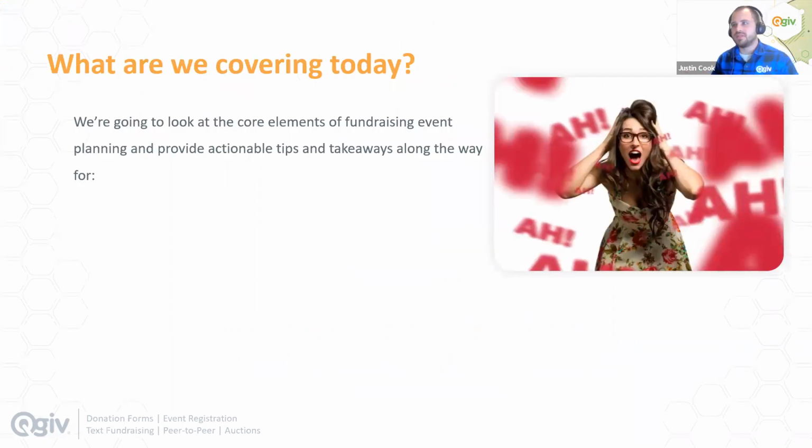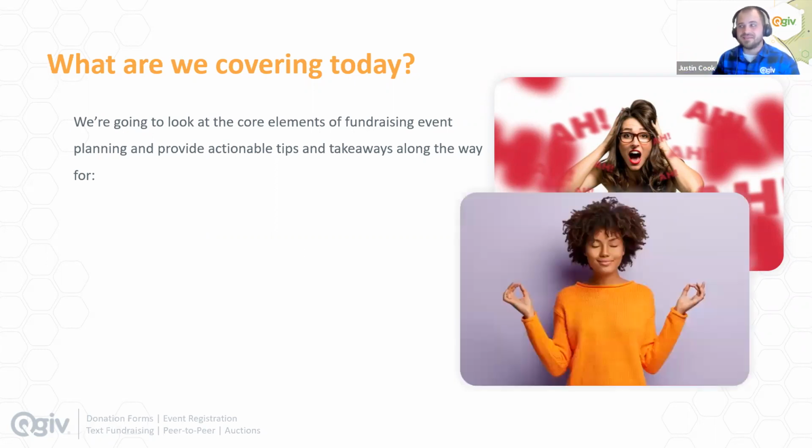So what are we going to be looking at today? We are going to take a look at the core elements of fundraising event planning, and I'm going to provide you with actionable tips and takeaways to help you run a successful event. Now, there are a lot of factors that go into event planning, including the type of event that you're running, the size of your organization, and how your organization activates and utilizes your volunteers. All of these factors will have an effect on how you plan. So use the tips that we talk about today as your guidance, and adjust your plan accordingly to all of those factors that I just said. My goal is to take you from this feeling into this.